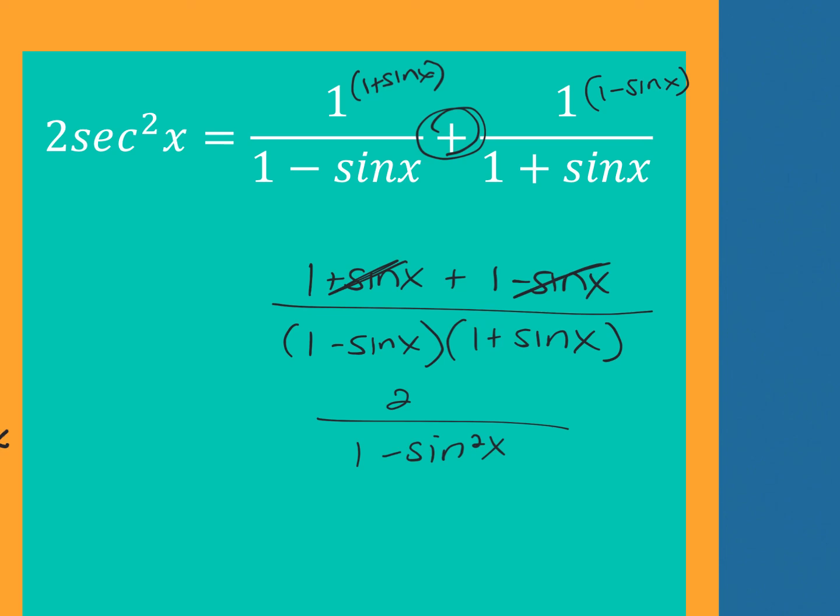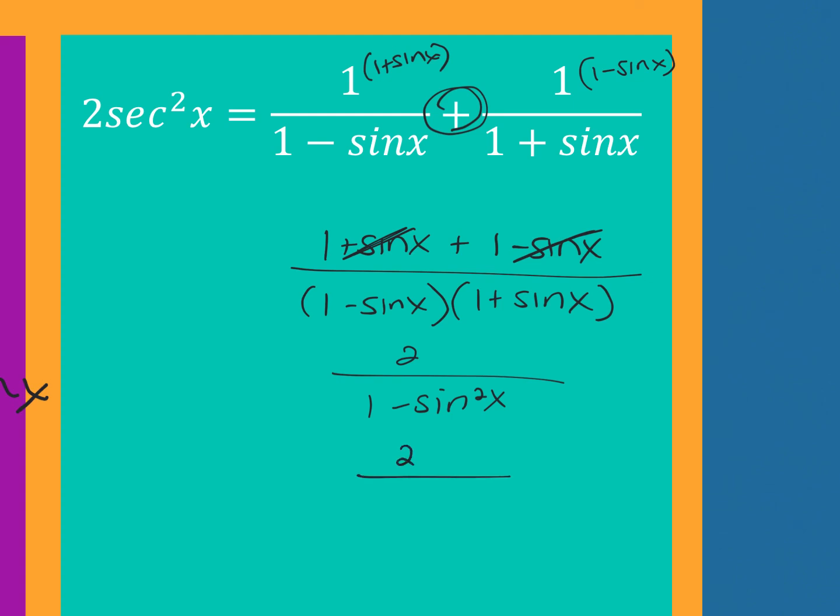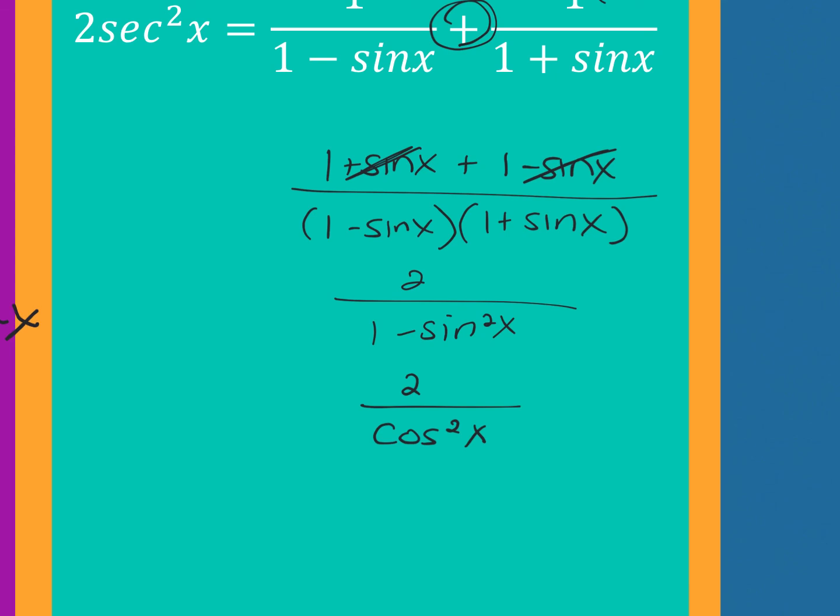And then what? 1 minus sine squared x is cosine squared x. Good. That's one of your Pythagorean identities. And then I split it into 2 over 1 times 1 over cosine squared x. 2. Okay.